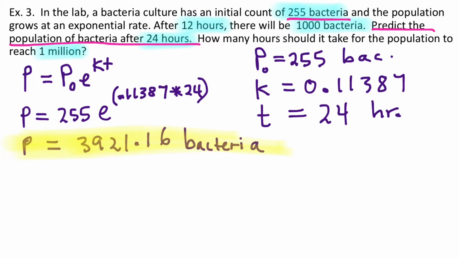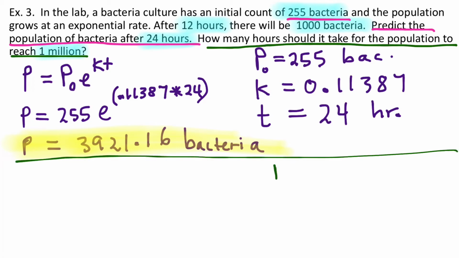Okay, the last question says, how many hours should it take for the population to reach 1 million? So we don't know what time is here. We're trying to figure that out. So time is going to be your missing variable. But we do know we want the population to reach 1 million. So that means for this question, P is 1 million.